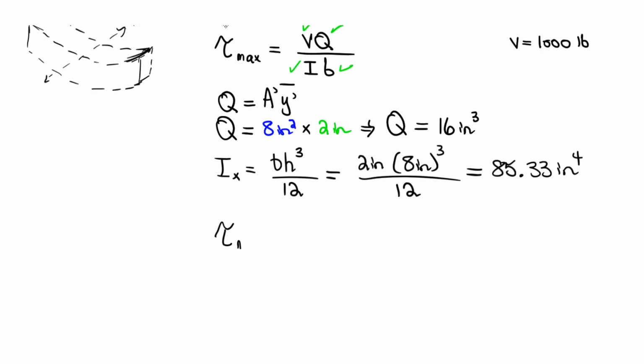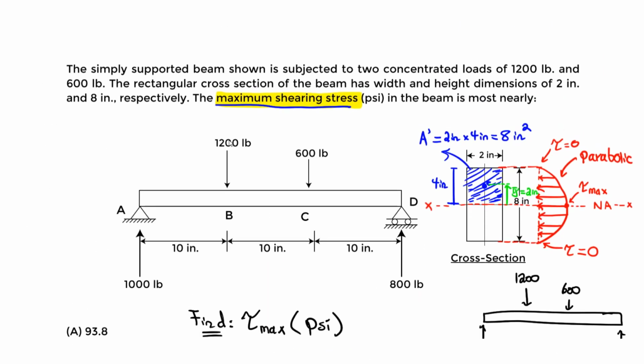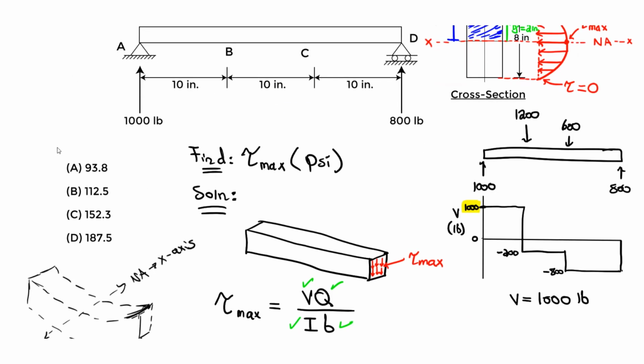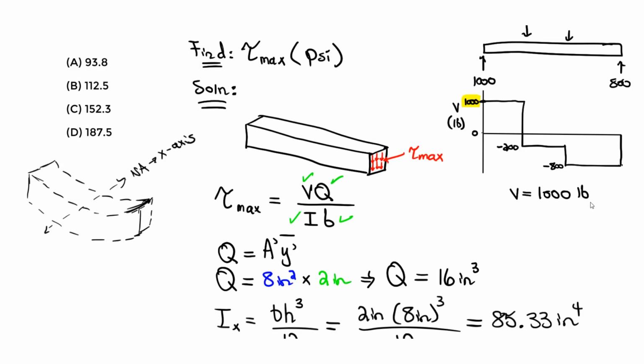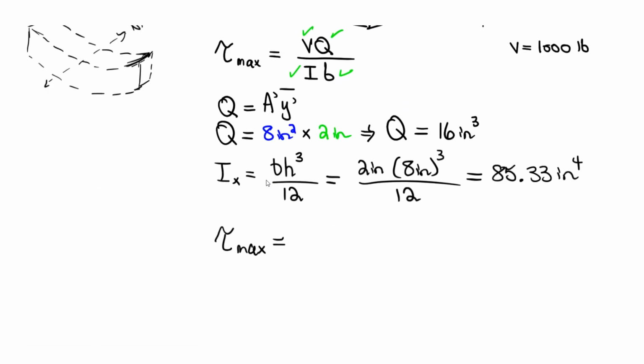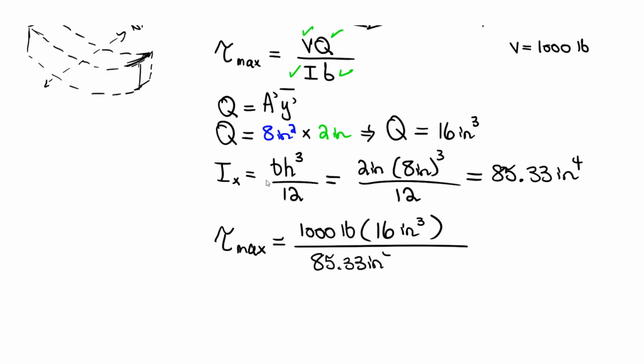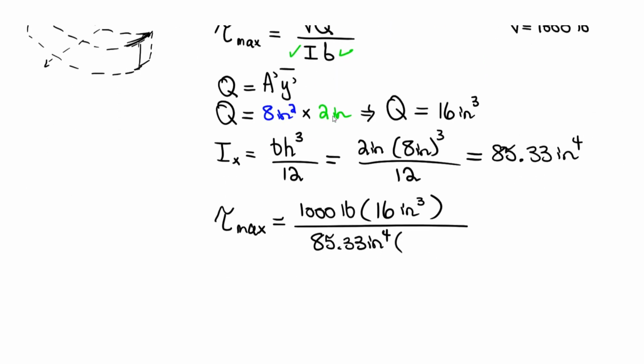So tau max equals the V value. Again, what's the V value? Don't use the maximum external load. That's a typo, and it's actually in here if you put that, but it's going to be the 1000, right? Put that 1000, the maximum shear force, 1000 pounds. Q is going to be the 16 inches to the third divided by the I value. The I value is going to be 85.33 inches to the fourth. Then you multiply by the b value. The b value is how much? The b value is going to be the width, and that's going to be 2 inches.